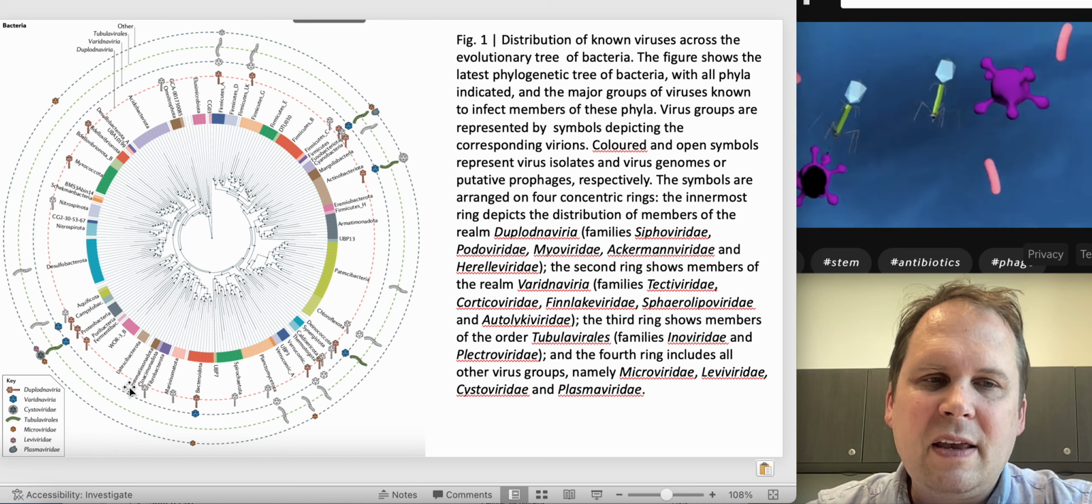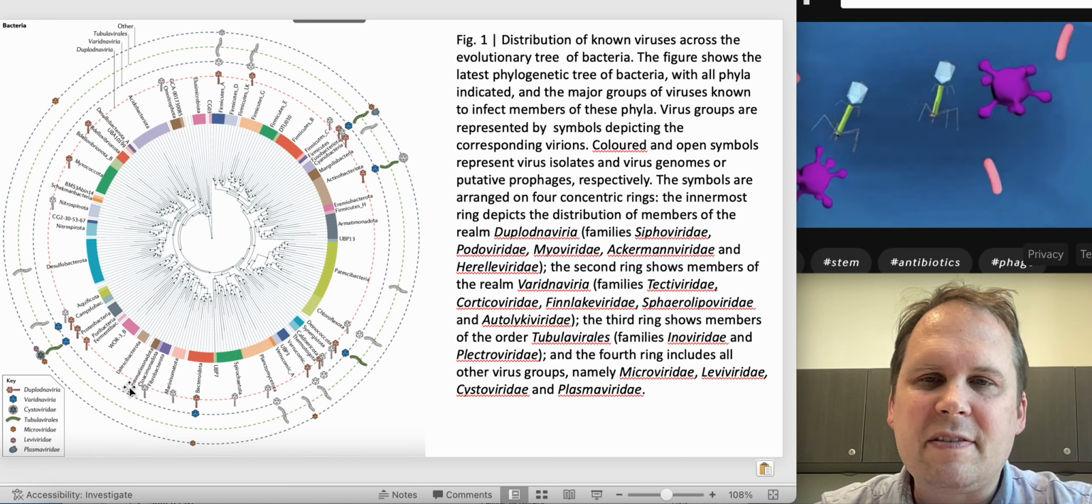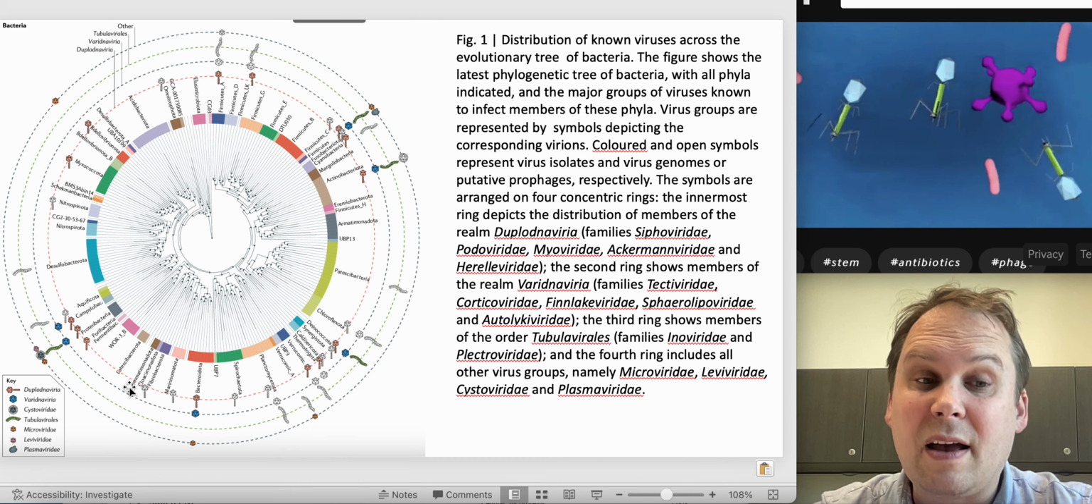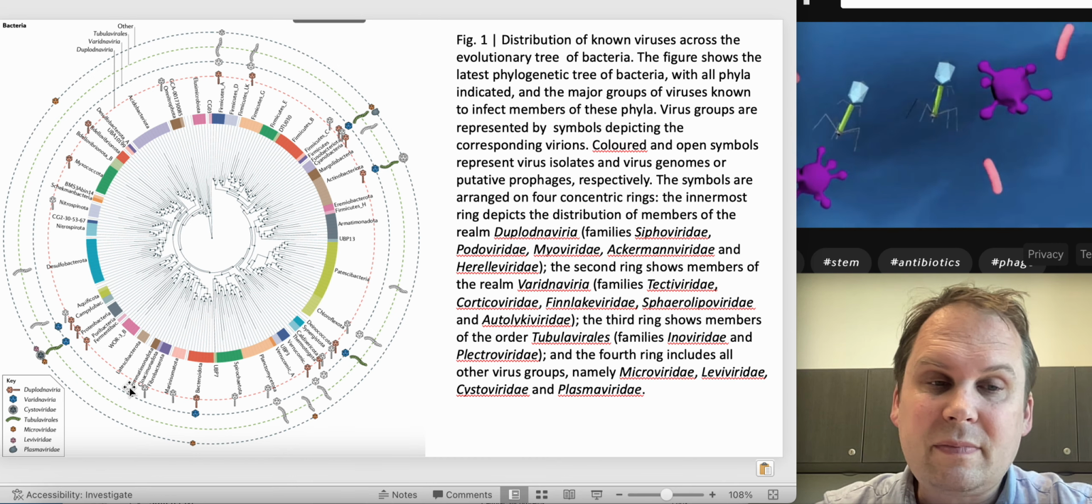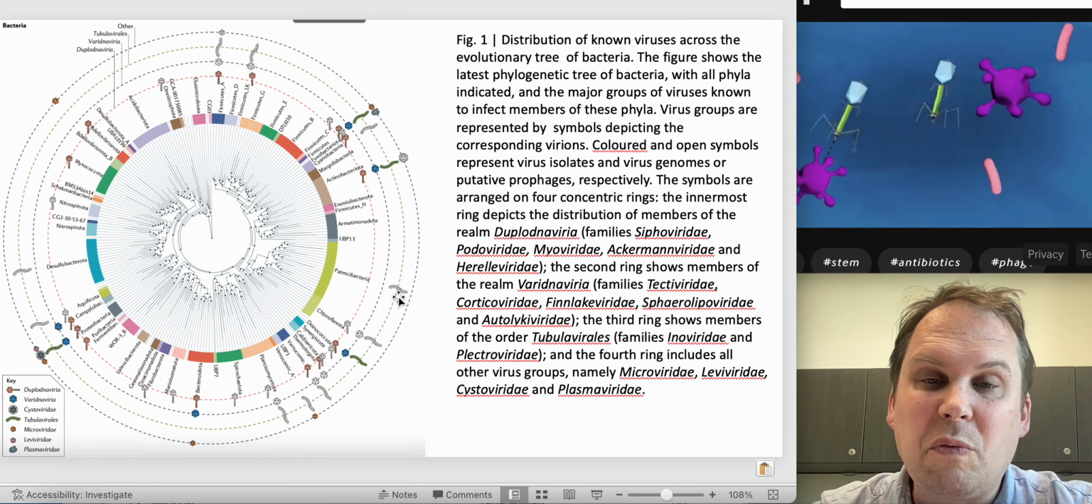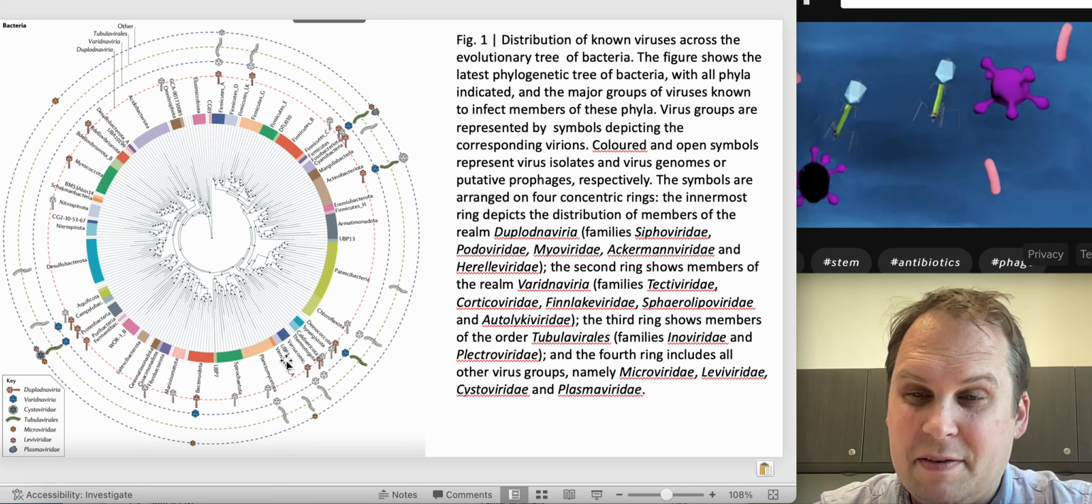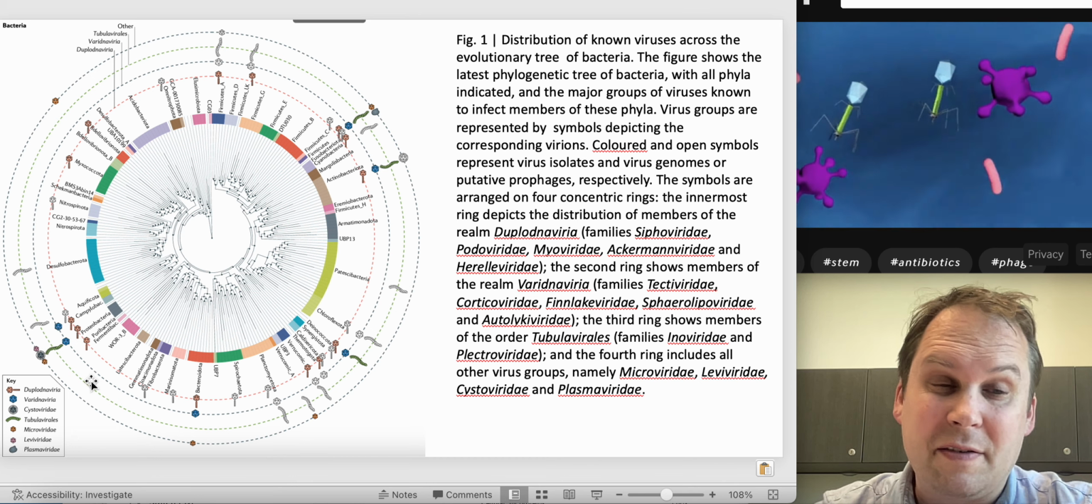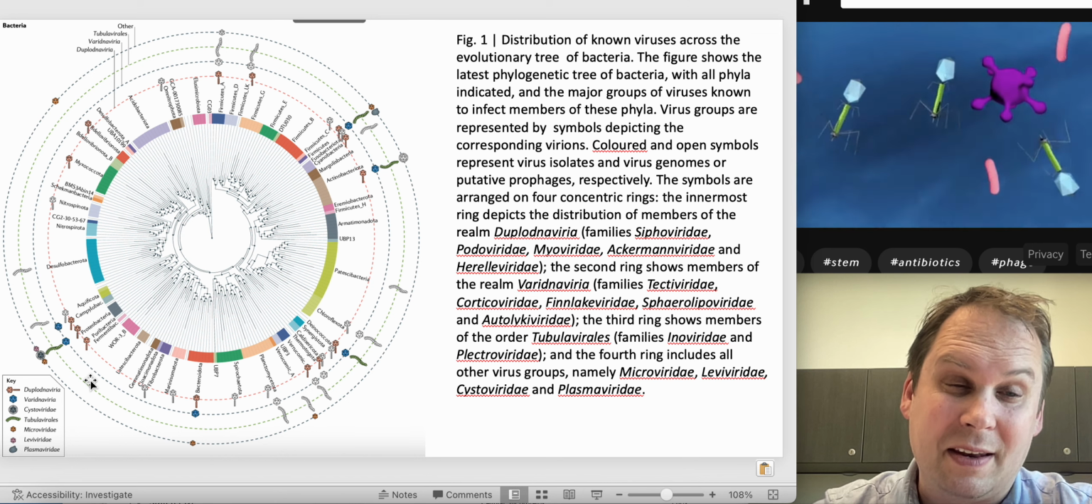Basically, for every living kind of cell, there appear to be several kinds of viral parasites that infect it. And the only difference between bacteria that have one kind of virus and bacteria that have several kinds of virus is essentially how well they've been studied.